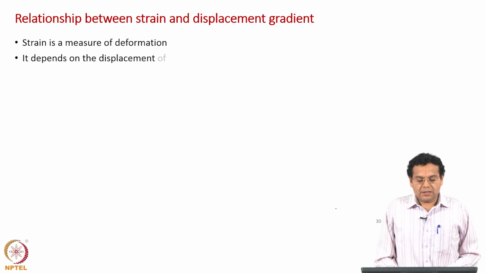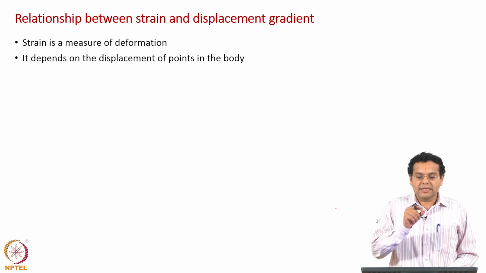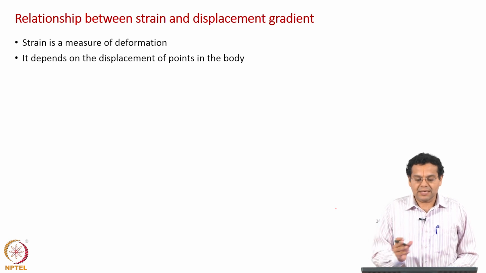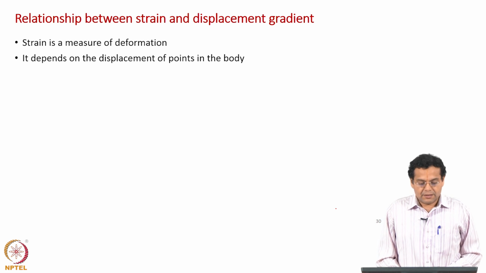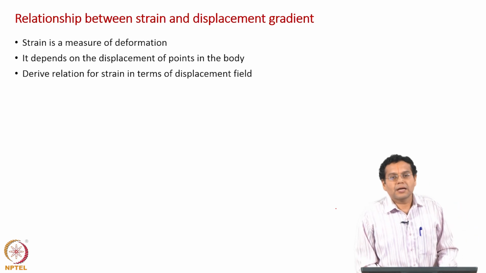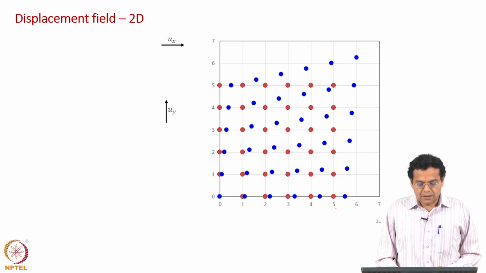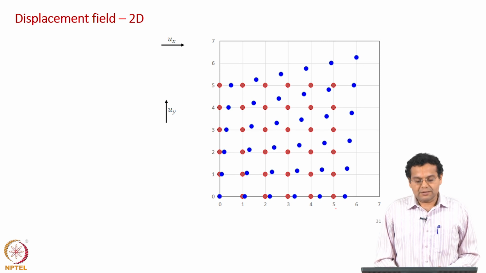Now, when we explained even normal strain, shear strain, we said take some points in the object along one direction, and then the point got displaced, they moved to some other location, which means that the strain, deformation are all related to the displacement of points or particles in the body. We are going to derive a relationship for strain in terms of displacement field, that is the objective. Now, just to recall, our discussion is going to be in 2D.